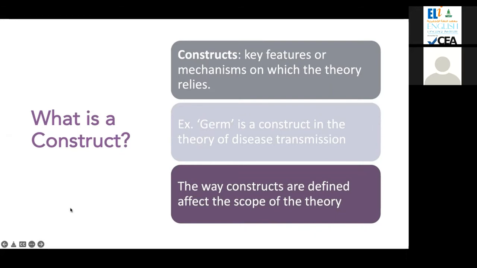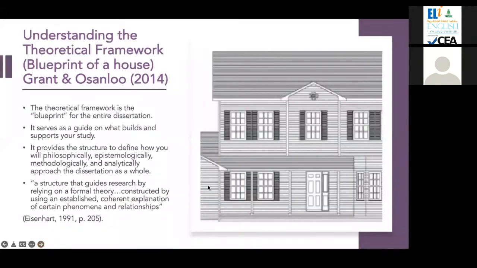So far we looked at theory, hypothesis, model, and construct. We said that theory and model, the terms can be used interchangeably, but theory is totally different than hypothesis, and construct equals variables and key features that need to be defined clearly in the research.